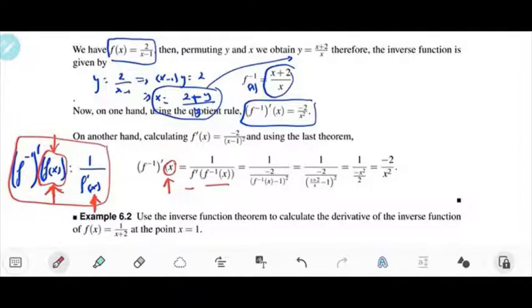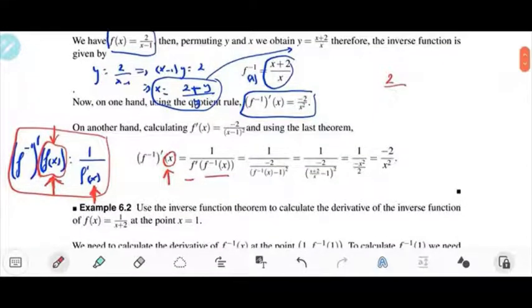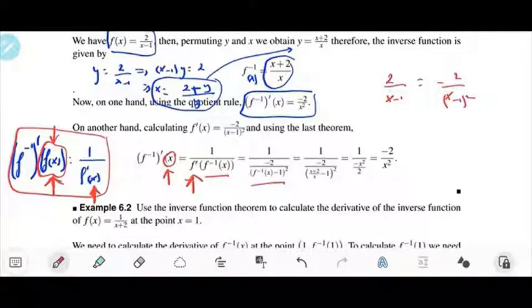So it's equal to 1 over the derivative of f, which is the derivative of 2 over x minus 1, which is equal to minus 2 over x minus 1 squared. So this is what we should take as f prime in here, and we should replace x by f minus 1 of x, so it will be minus 2 over f minus 1 of x minus 1 to the power 2, where f minus 1 of x, I know it, is x plus 2 over x. I replace, I do the calculation, and I will obtain the same result that I obtained directly in here. So this is how I should use the theorem.